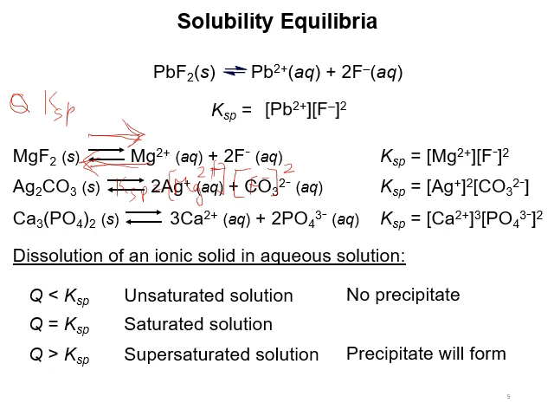Here's another example of another insoluble salt, which is lead fluoride. If we take the equilibrium constant or solubility product for lead fluoride, it's going to produce lead ion and 2 fluoride ions. So for every single lead ion, we will have 2 fluoride ions. Ksp is going to be the concentration of lead times the concentration of fluoride squared.